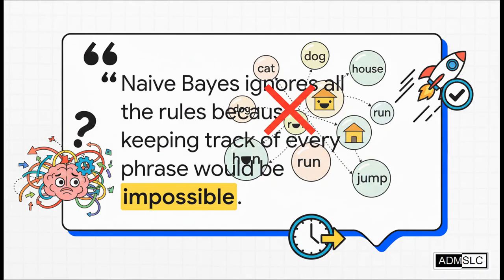Now, we all know that in human language, word order is everything. "Man bites dog" is very different from "dog bites man." But here's the crazy thing. That naive assumption is its superpower. As the quote says, trying to keep track of all the complex relationships between words would be a computational nightmare. By just ignoring all that complexity, naive Bayes stays lightning fast.